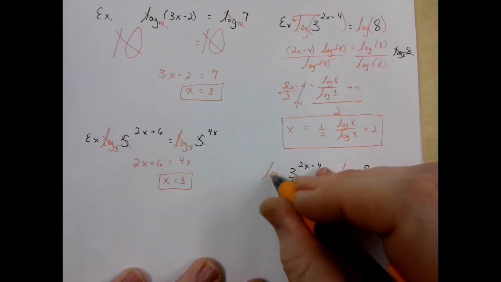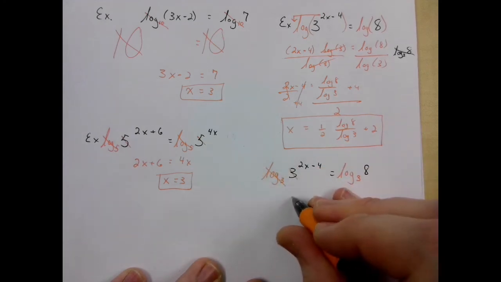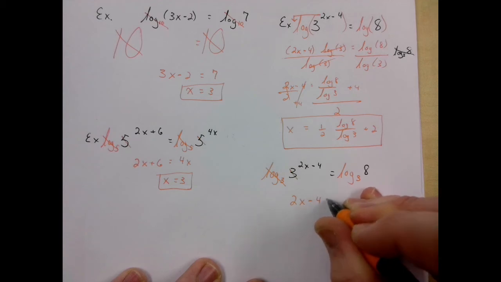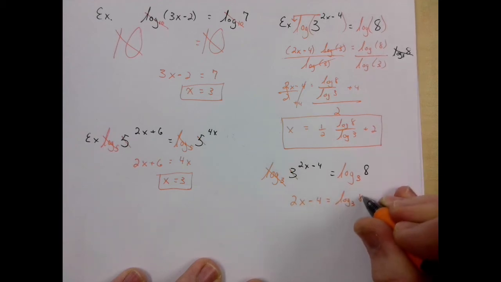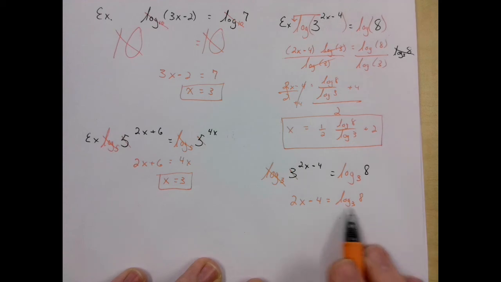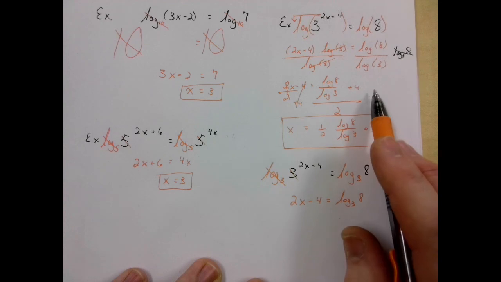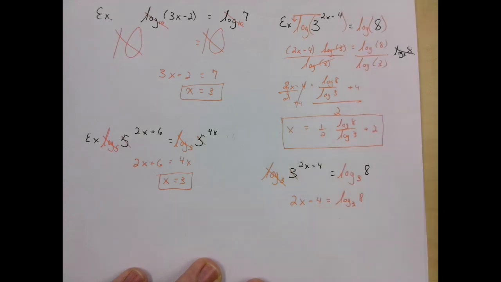Now watch what happens. Log base 3 of 3 cancels, and I'm left with 2x minus 4 equals log base 3 of 8. Remember what I said earlier about change of base formula? I could rewrite this as log of 8 over log of 3. Notice it's exactly where I started with this equation too. I just like the way this looks.